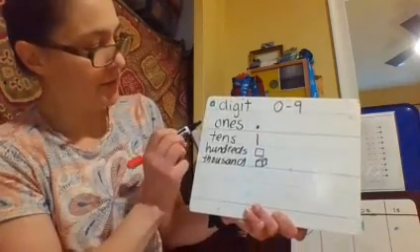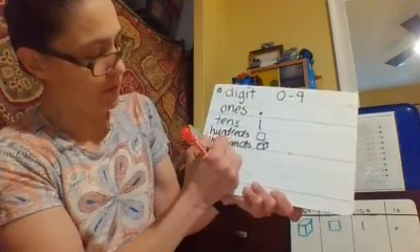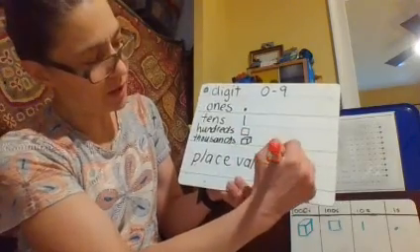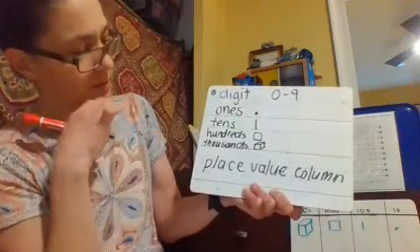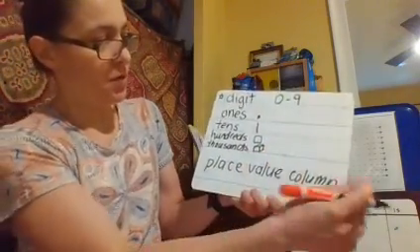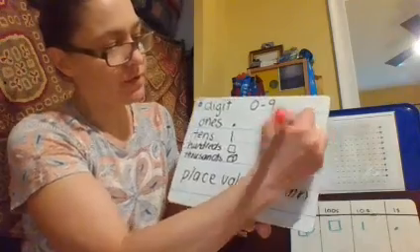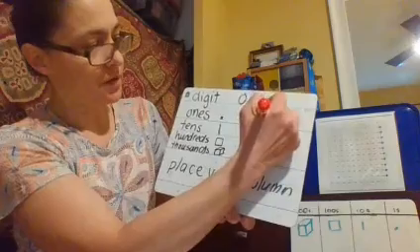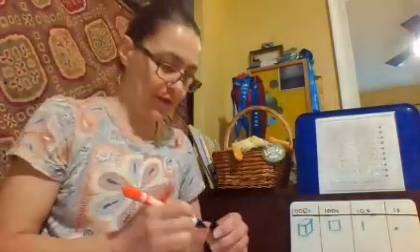So we have digit, ones, tens, hundreds, thousands, and we also have place value. And place value column is where we put the ones, the tens, the hundreds, and thousands based on the numeral that we're being shown. Okay, so if we have a 3-digit number, 253, we place them into the hundreds, the tens, and the ones. All right, so that's our concept for today.